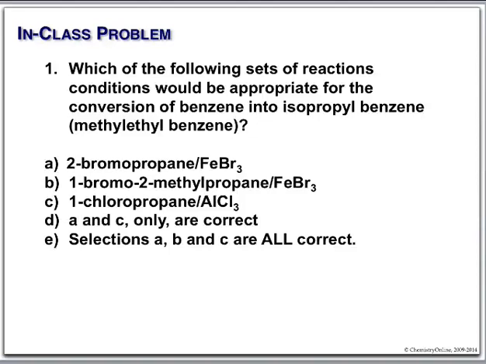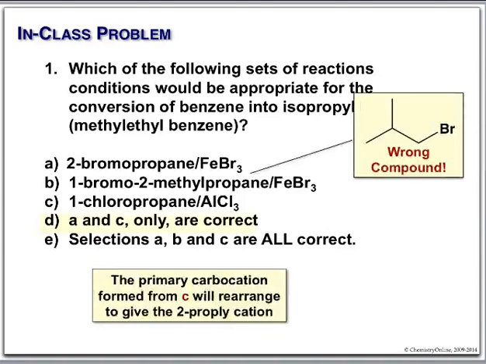Hopefully you realize this has too many carbons, doesn't it? These guys have 3 carbons, this one has 4. That's going to be the long product. Therefore, A and C are the only things that work. Once again, C works because the primary carbocation rearranges.